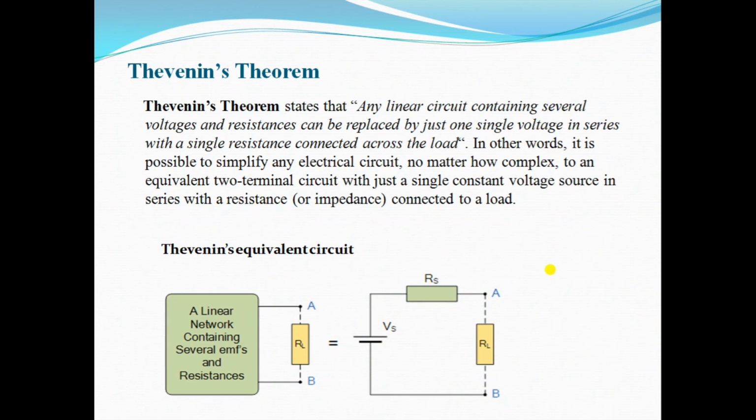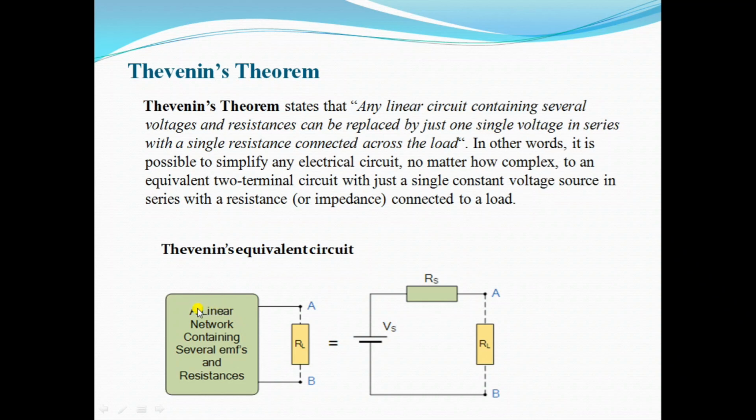So in other words, maybe the electrical circuit given is complex, so we can replace it with the help of a two terminal circuit with just a single constant voltage source in series with resistance or impedance connected to a load or load resistance. Here you can see the Thevenin's equivalent circuit.